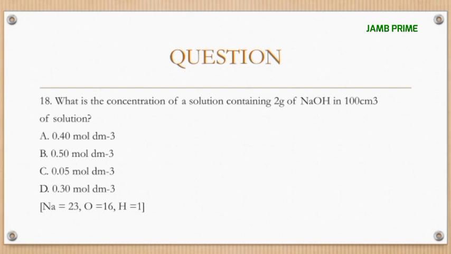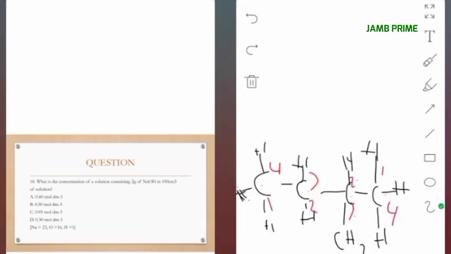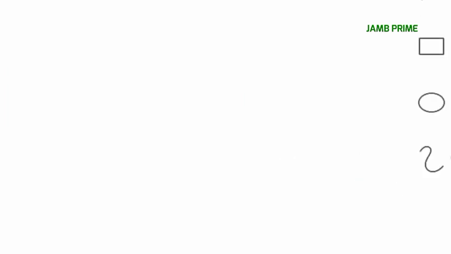So note in calculating things like this, note that one decimeter cube is actually equal to 1000 centimeter cube.